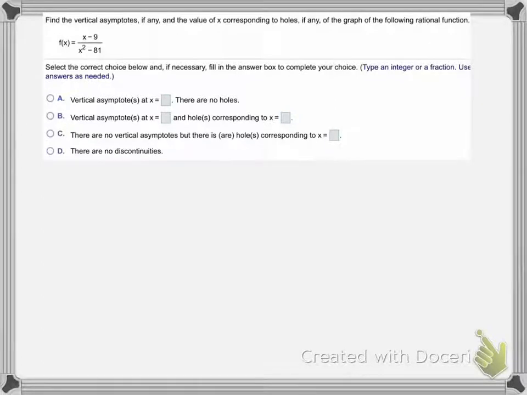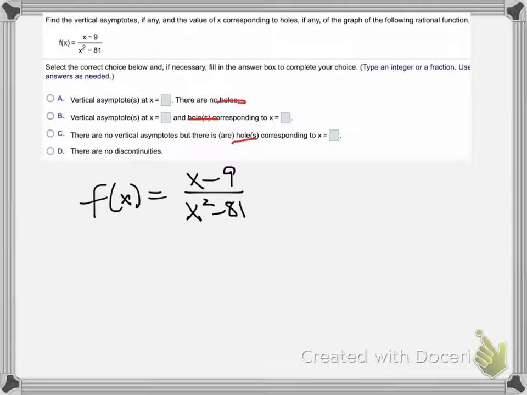Alright, this comes from 3.5 part 1 modified, and it's question number 10 in the homework, and it has to do with finding holes. So you can see a couple of these options talk about holes. Is there a hole, right? So we've got this rational function, f of x equals x minus 9 over x squared minus 81. So let me write that down here. f of x equals (x minus 9)/(x squared minus 81).